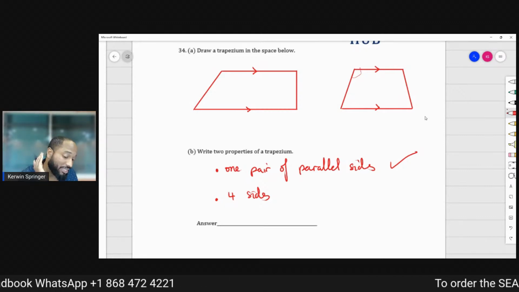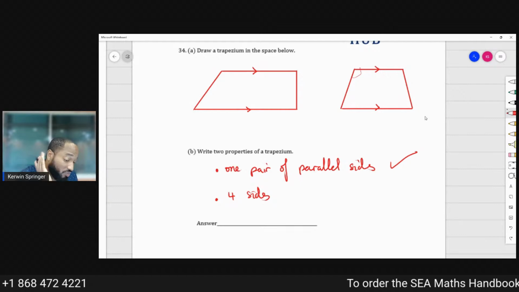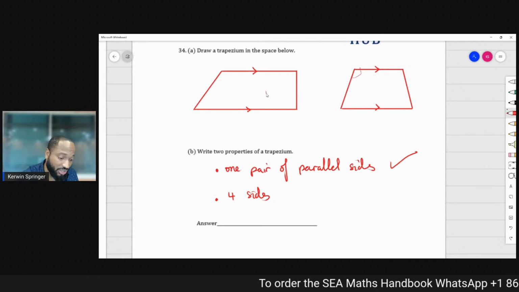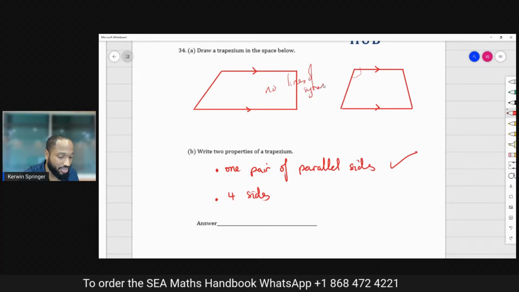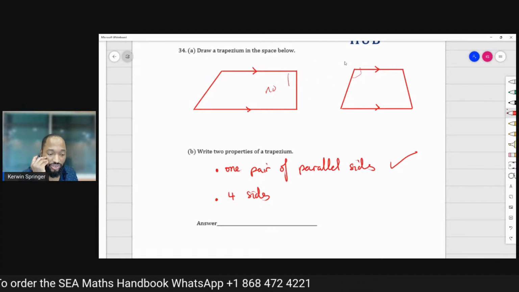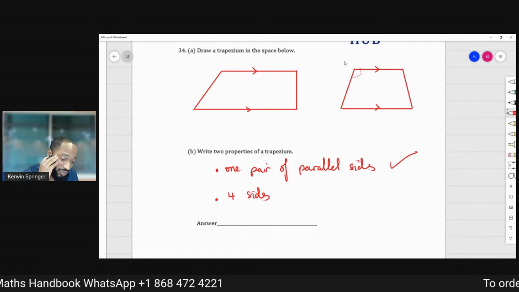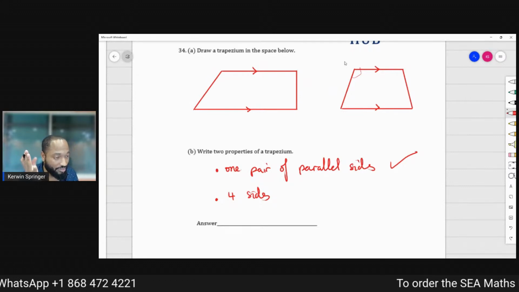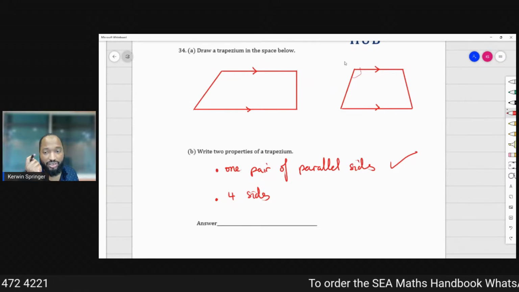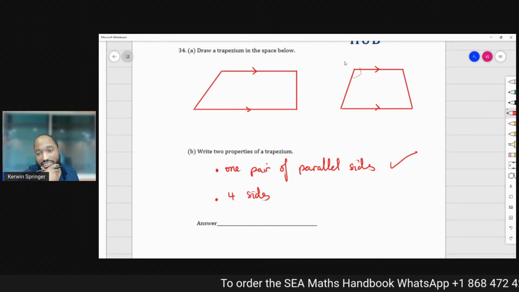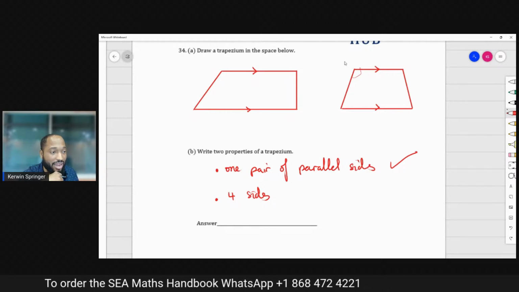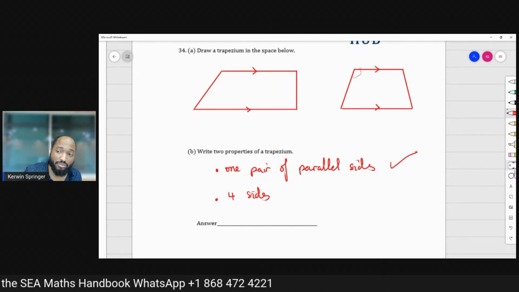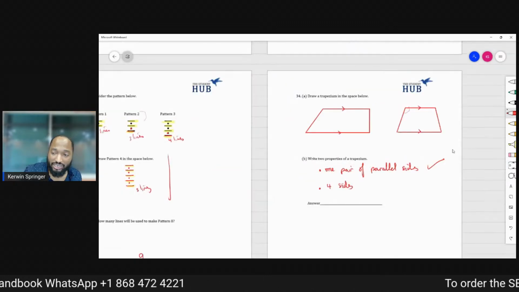And a trapezium doesn't necessarily have one line of symmetry. This one has no lines of symmetry. You understand what I'm saying? So you can't say one line of symmetry. Let's say it has 4 sides. It's a 4-sided figure with 1 pair of parallel lines. That's a trapezium there. You can't really say much more about a trapezium. That 1 pair of parallel lines is it.